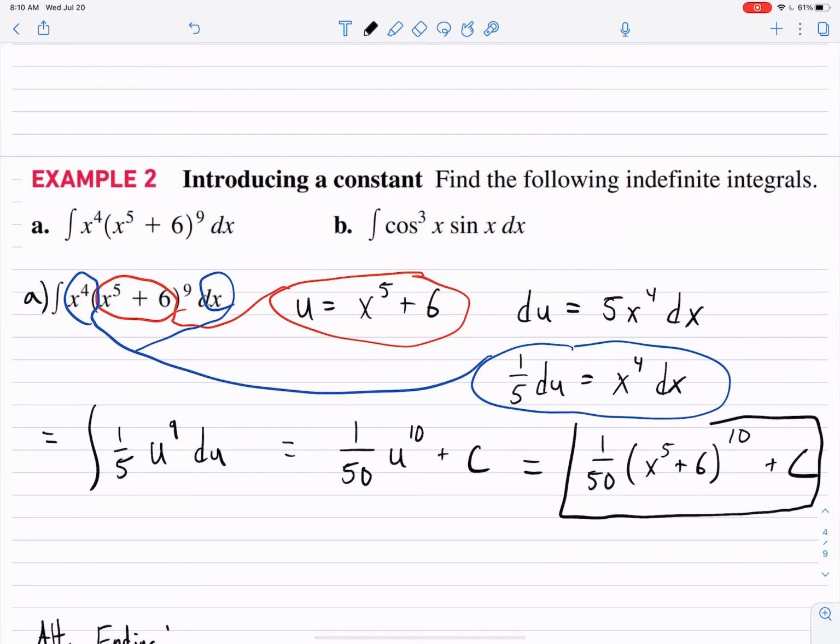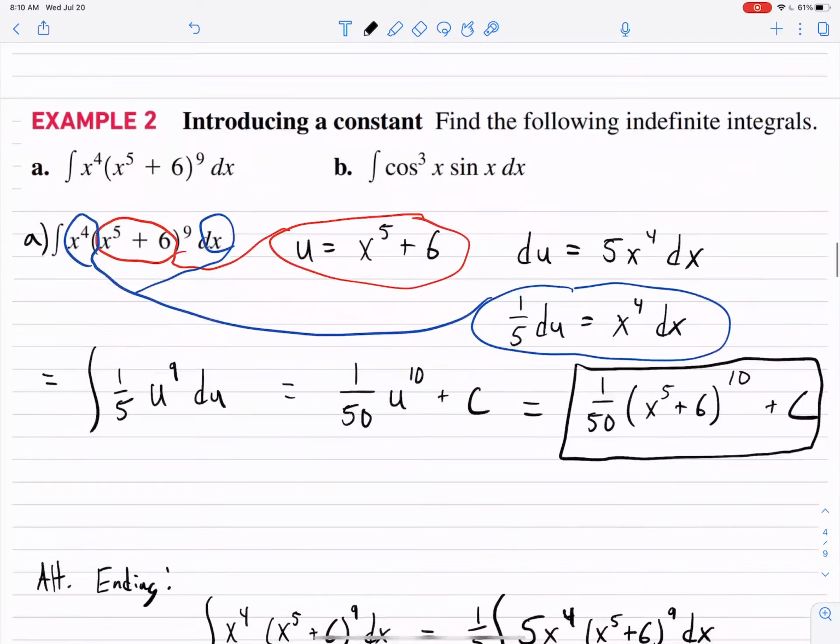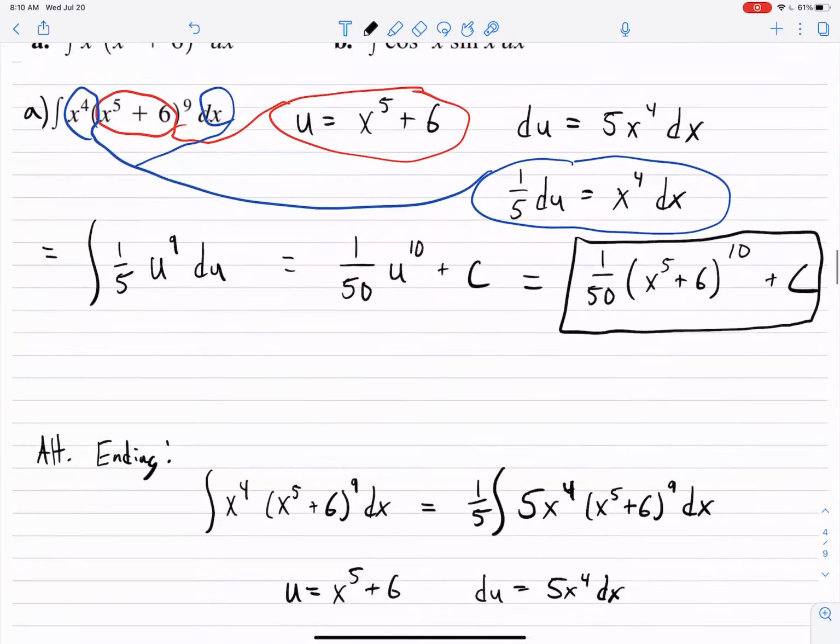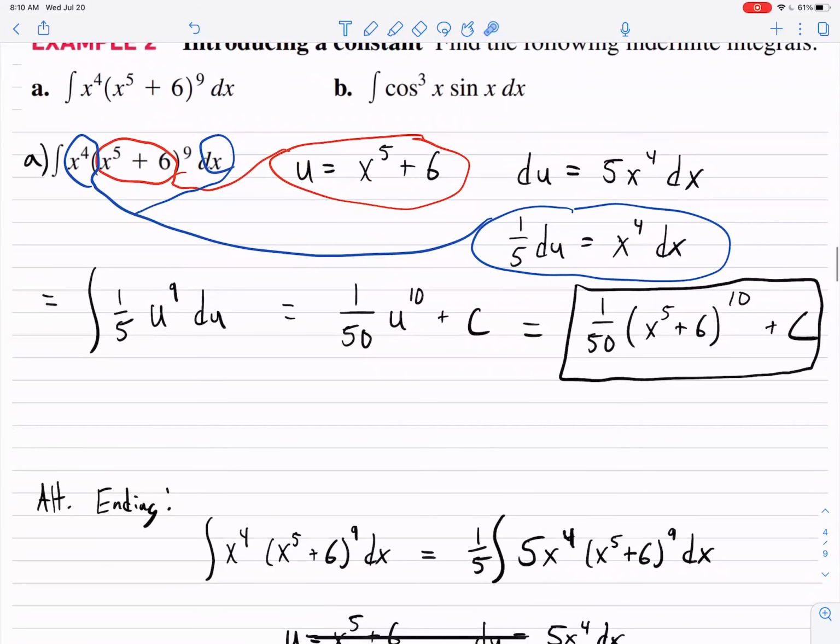And so that's our final answer. An alternate way we could have done this is we could have rewritten the initial problem, this x to the 4th, as 1/5 and then 5x to the 4th. So making a 1/5 here and a 5 here to make that constant equal 1 allows the actual du to be sitting right here, because that 5x to the fourth is the derivative of that.